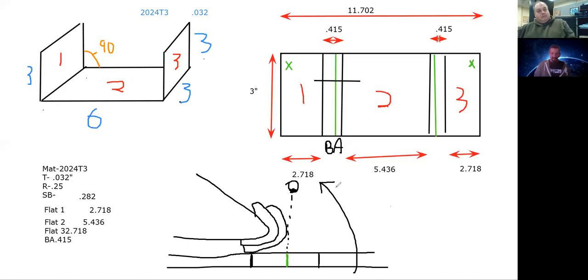It would be the same difference. Right. Does that make sense? That's all there is to figuring out rivets and figuring out how to do the layout for bending.